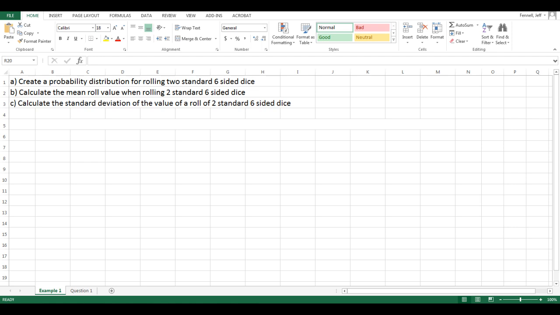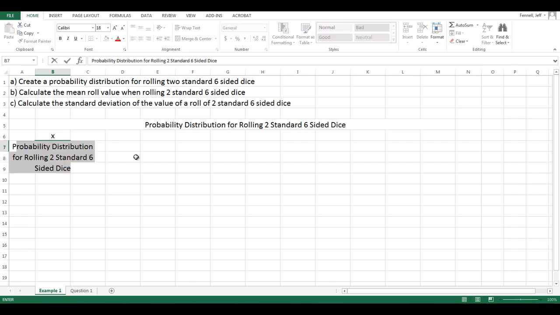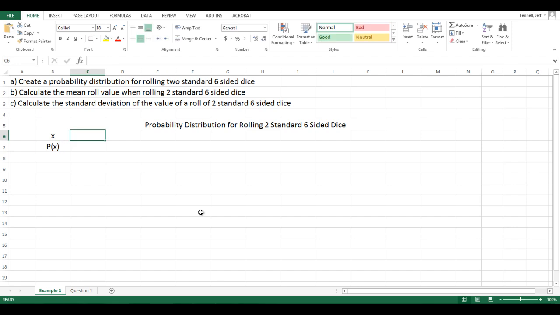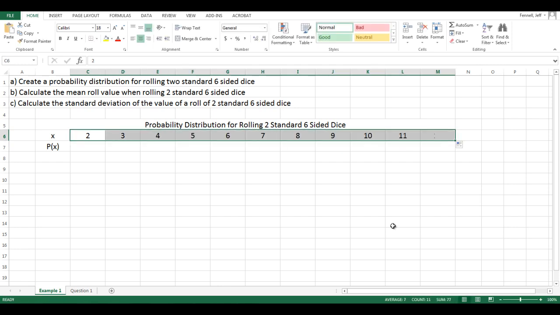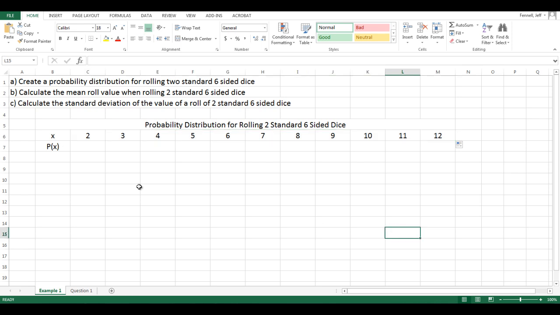So the first thing we want to do is to create the distribution for rolling 2 standard 6-sided dice. And in order to create any distribution, what we need are the possible outcomes and the probabilities of those outcomes. As we roll 2 dice, we have an absolute lowest roll that we could possibly get of 2 up to a highest potential roll of 12. And we'll explore how we calculate the probabilities of each of those possible rolls.